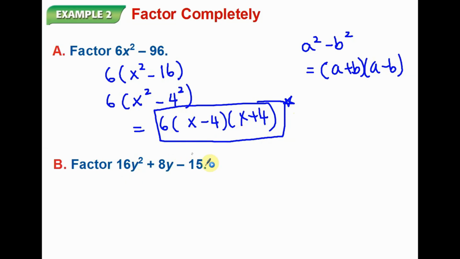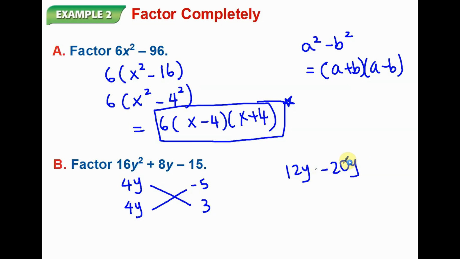Part B, when you have 3 terms, we're going to use the method of writing ax squared plus bx plus c, where you ask what 2 numbers you need to multiply to get ax squared. In this case, let's just try 4y's. 4y times 4y will get you 16y squared. In this one, I need to multiply 2 numbers to get negative 15. Let's just try negative 5 and 3. If I had 4y times 3, I'll get 12y. When I had 4y times negative 5, I'll get negative 20y.